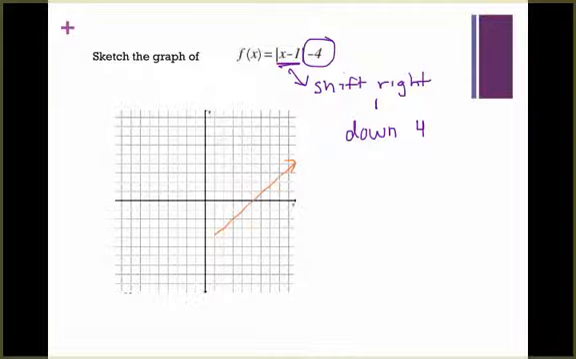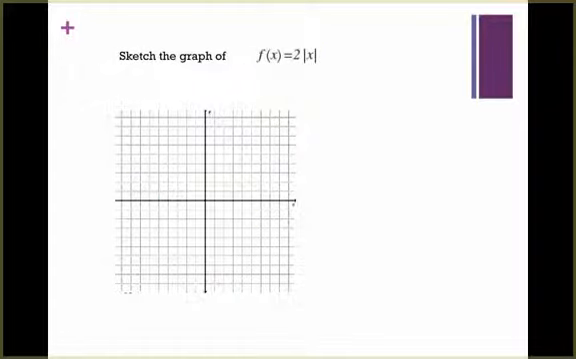If we draw our graph from there, we get something that resembles that. Now what about the graph of 2 times the absolute value of x? Well, I'm going to go back and just very lightly sketch in the absolute value of x.